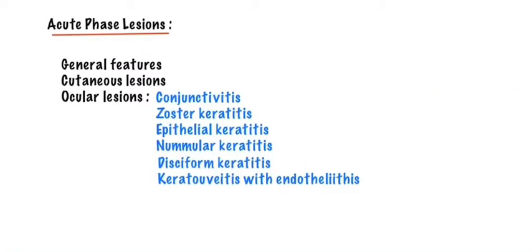First, we'll see the acute phase lesions. Everything is not told in detail here, as this is not very important. Acute phase lesions include general features like fever and malaise. Then there are the cutaneous lesions, which affect the skin. The ocular lesions are important in ophthalmology, so we'll talk about them: there will be conjunctivitis, and zoster keratitis. Then there are epithelial keratitis, nummular keratitis, disciform keratitis, and keratouveitis with endothelitis. These are the ocular lesions of the acute phase.